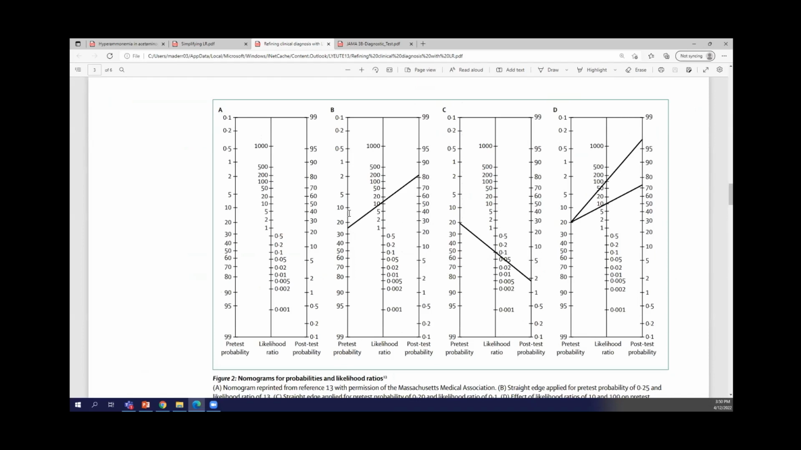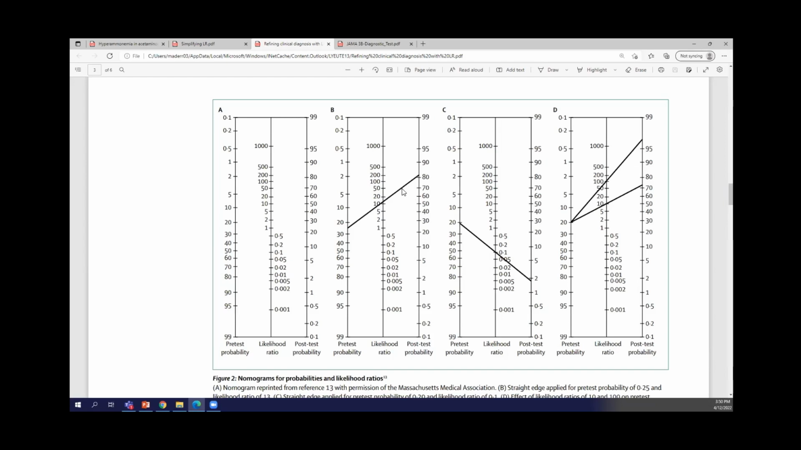If your pre-test probability is close to 10 here, you can see where I'm pointing with the cursor, and your likelihood ratio is also 10, which we said is a very good test, then that's going to bring your post-test probability up to only about 60. But if, on the other hand, you have a pre-test probability of 50 and your likelihood ratio for this test is only 5, you can see that it's going to bring it up to above 70 if you draw a straight line.